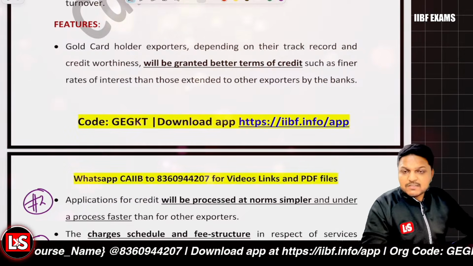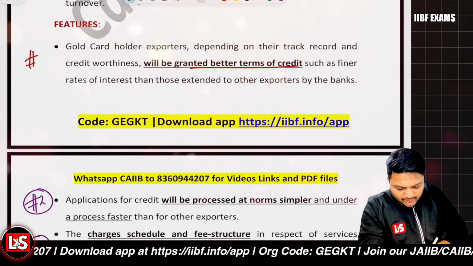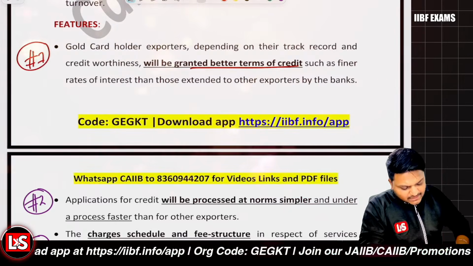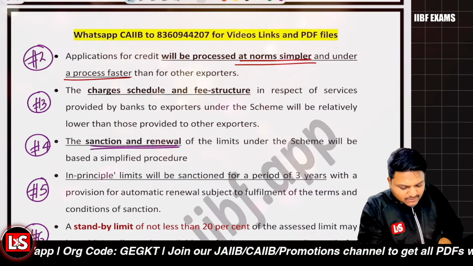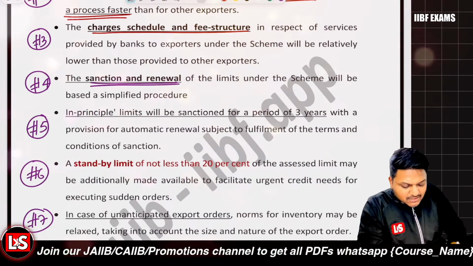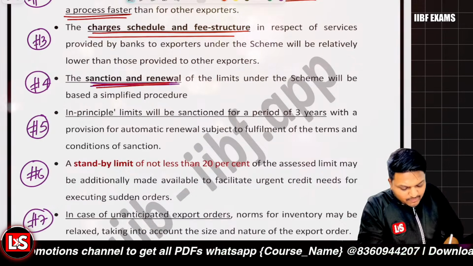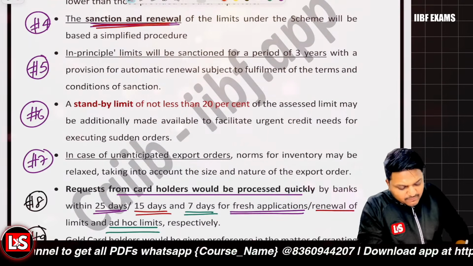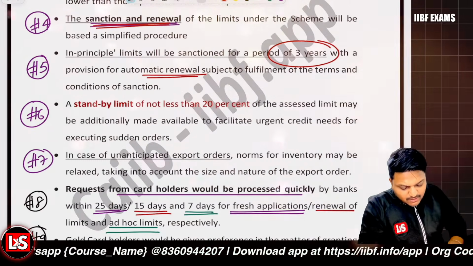The first benefit is related to better credit terms, if you have a very good track record. The second is related to the process being simpler, the norms being simpler, and the process being faster. The third is related to lesser charges and fee structure. And the fourth one is related to sanction and renewal being easier, and in-principle limit will be sanctioned for a period of 3 years, and automatic renewal will be there if the terms and conditions are met.